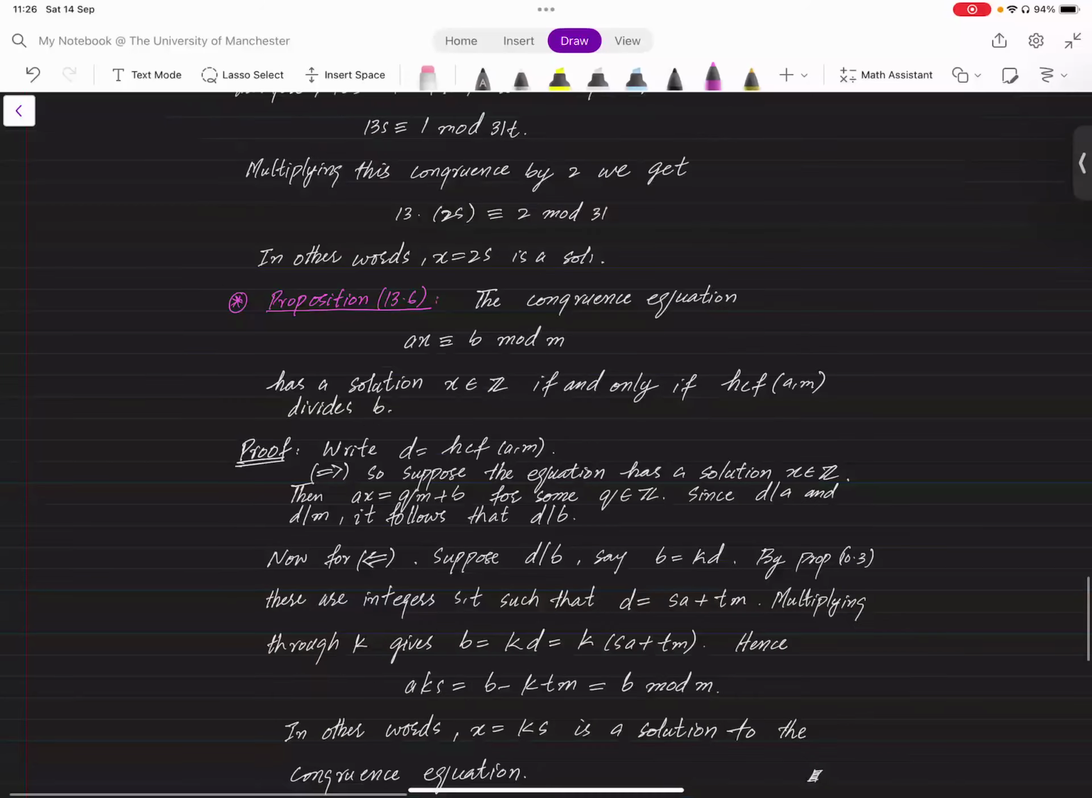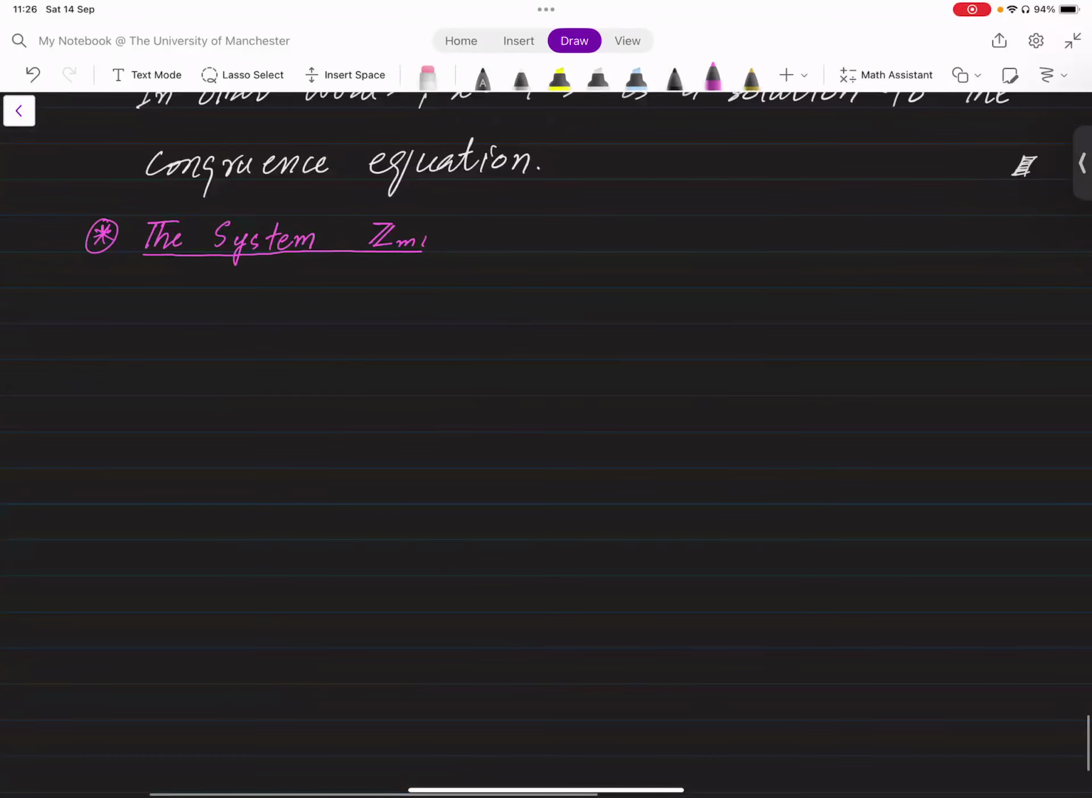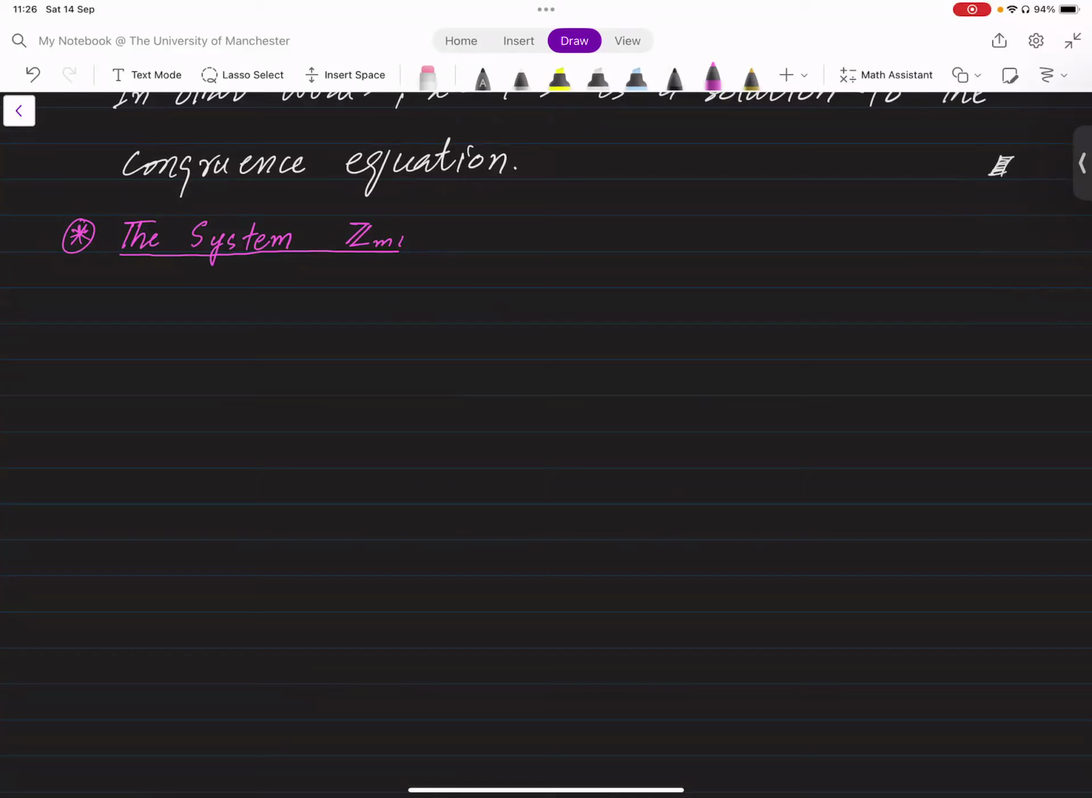Now, the topic is going to be, in this part, the system Zm. Now, the properties of congruence modulo M can be encapsulated rather neatly by defining a new system denoted by Zm, which we can think of as the integers modulo M. Before defining this in general, let's talk about an example, and we will understand that by this example.